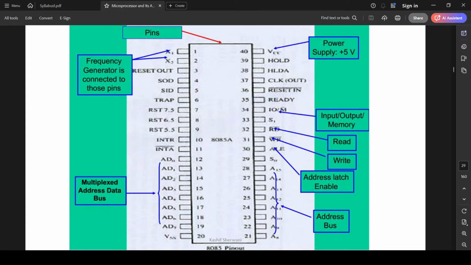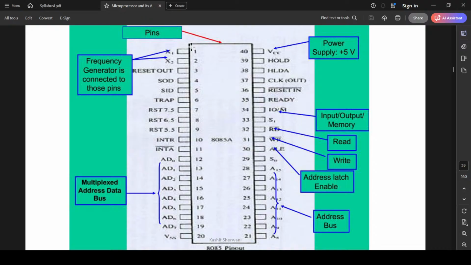First of all, this is the front and the back of the 8085A. These are the pins. The frequency generator is connected to these pins.